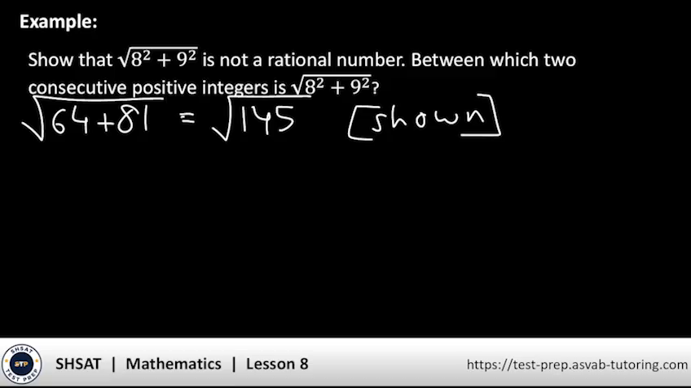How did we know that square root of 145 is not a perfect square number? That can also be one of the questions, right?